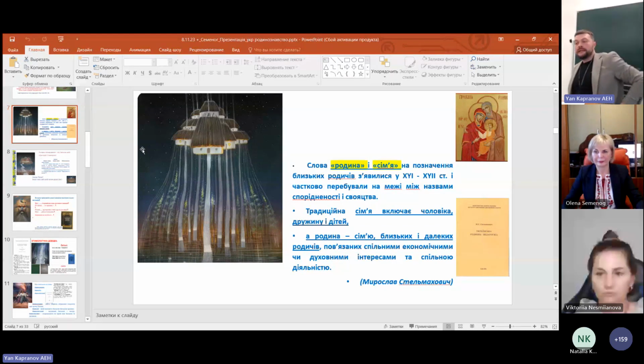And what does it mean? The traditional family includes a husband, wife, and children. But the family that has more than husband, wife, and children, and other relatives, yes, even distant relatives, is called in Ukrainian rodina. But in English, we have only one nomination, a family. So you see that every language has its own specifics.